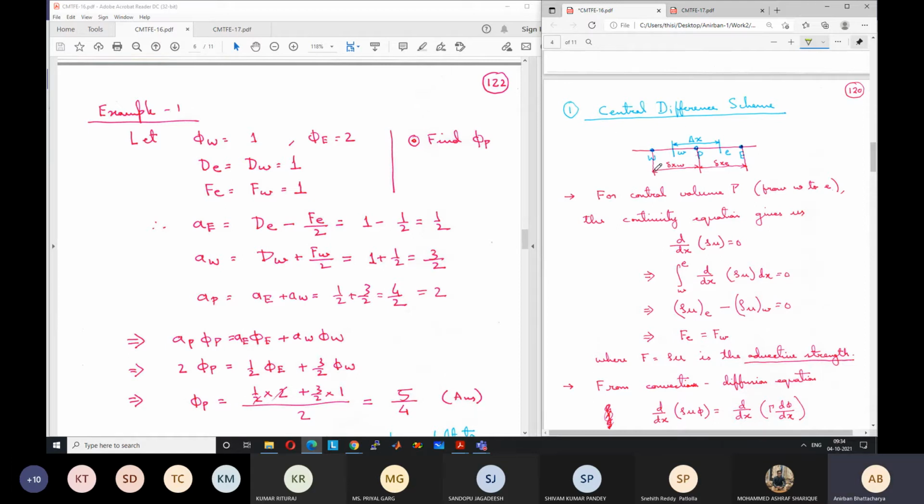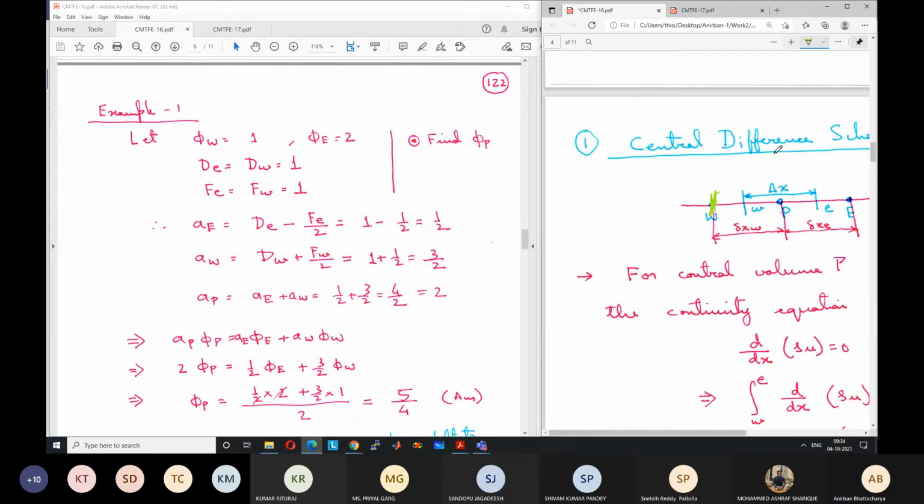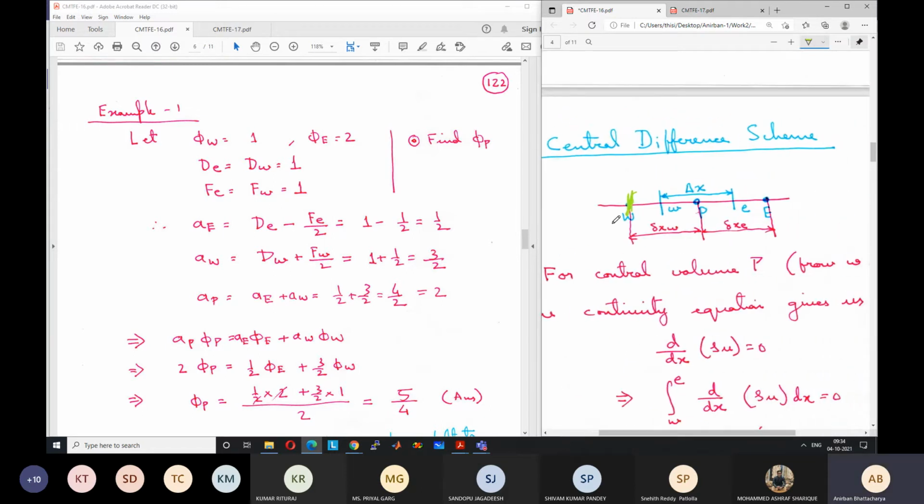Let us consider this 1D problem and put some values. The phi value at this point is given as 1, and this point is given as 2. The diffusion strength is 1 at both the east interface and the west interface. Advective strength is also 1 at the east and west interfaces. Advective strength 1 means flow is in which direction?